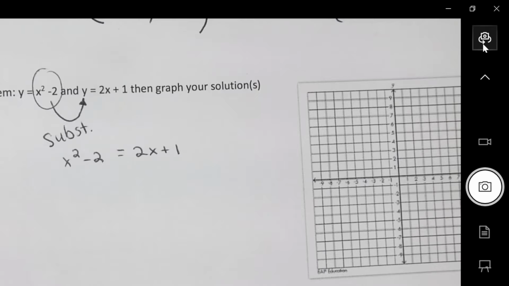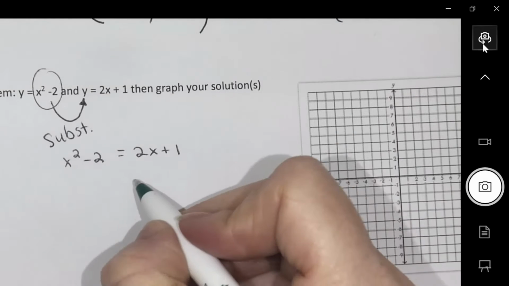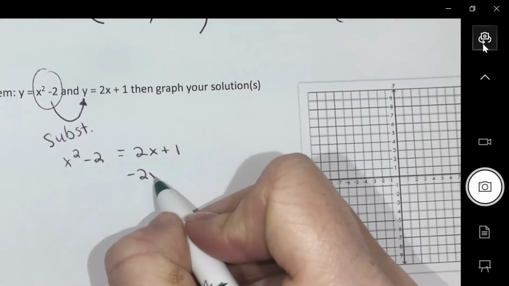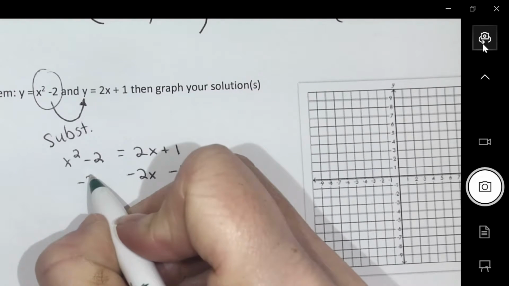Okay, so there's my substitution. What kind of algebra strategy do you go with here? As soon as you see something that looks like this, what's your instinct? Zero. You've got to zero it out. Okay, we have x squareds and x's, so it's got to be a 0. So I'm going to minus 2x and minus a 1.